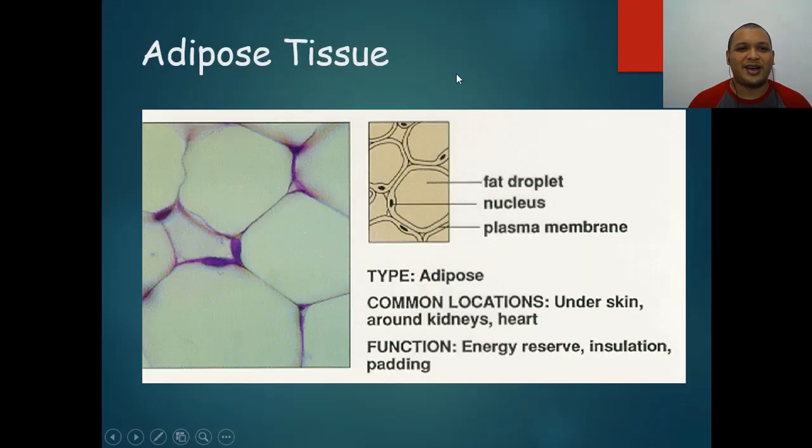Okay, next up we have adipose tissue or fat tissue. This type of tissue can be found in many places, and most importantly underneath the skin. Why underneath the skin? Because it has a function to insulate the body temperature. So the adipose fat has a function to make our body warm.